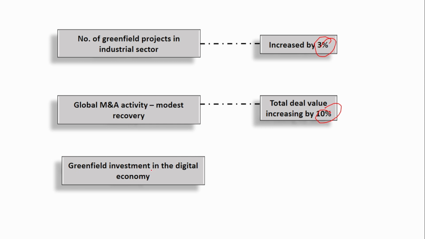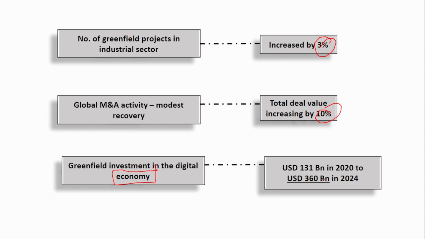Next, greenfield investment in the digital economy. Okay, that if you see, has increased almost 3 times. From 130 billion in 2020, it has increased to 360 billion in 2024. So almost it has increased by 3 times. The main thing you have to remember from this news is the World Investment Report.